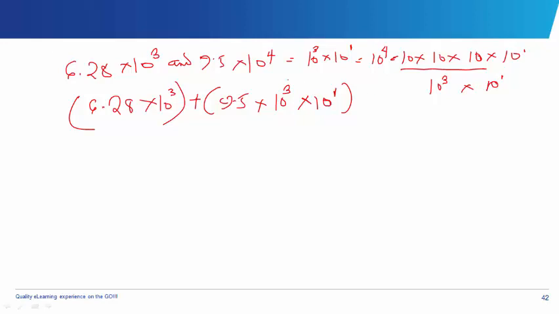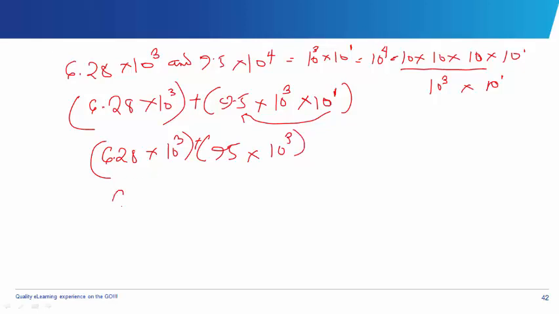Okay? So having expressed this way, let's further simplify it to be 6.28 times 10 raised to the power 3. Don't forget, we're trying to make this uniform. So this times this will now give us, we're adding, 95 times 10 raised to the power 3. So they're now uniform. You can now simply do 6.28 plus 95. So factorize, we bring this 10 raised to the power 3 out, times 10 raised to the power 3. So we'll add this, it will give us 95 plus 6.28 will give us 101.28, then times 10 raised to the power 3.